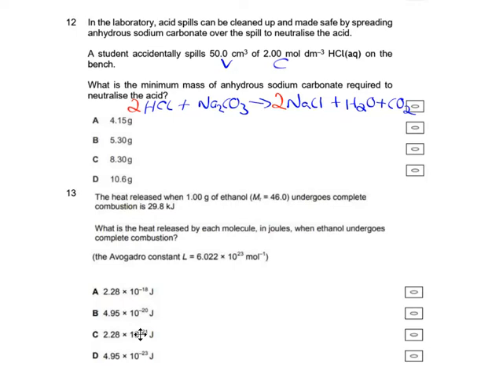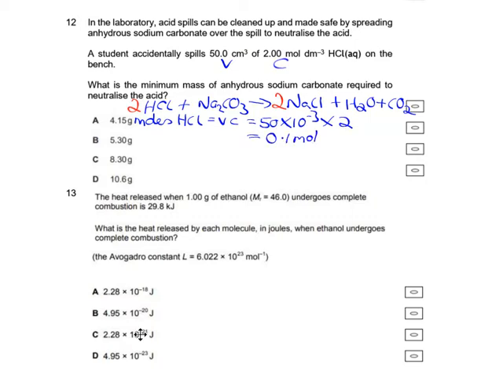So firstly I'm going to work out the moles of my acid, because that's the thing I've got two things about, the volume and the concentration. So my moles of HCl will be volume times concentration. The volume, remember, needs to be in decimetres cubed, so I'm going to take my 50 and times it by 10 to the minus 3. Then I'm going to times it by my concentration, which is 2. That will give you my moles of acid, 0.1 mole.